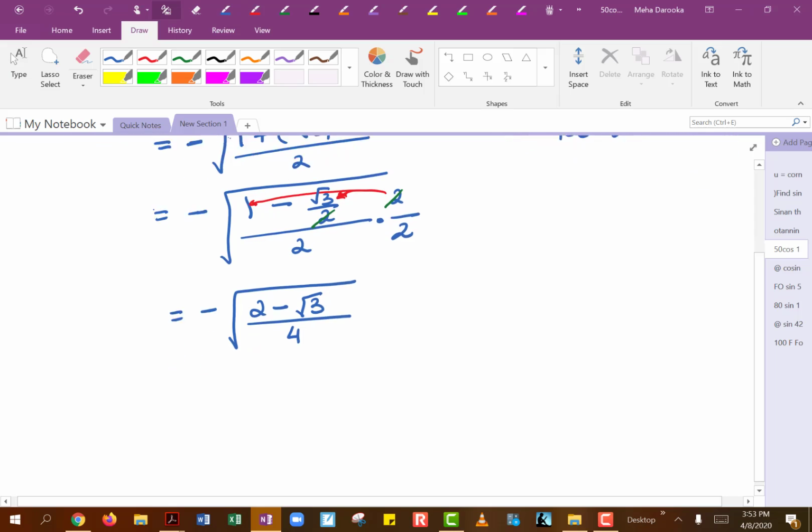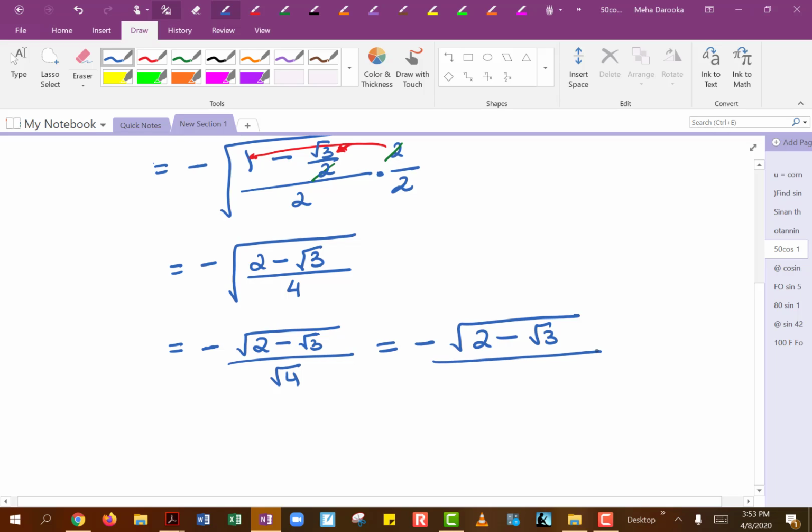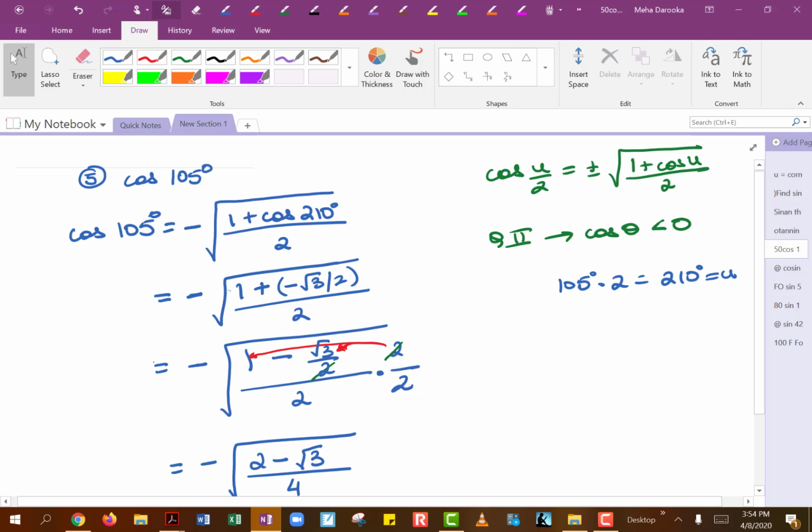And then there's not much we can do at this point, but do just a little bit of simplification. So again, minus on the outside, you can have 2 minus square root of 3 on the top, square root of 4 on the bottom, right? And since it's square root of 4, you know that can be simplified. So 2 minus square root of 3 on the top, and of course all of that is inside the radical, and square root of 4 will end up becoming 2. Okay, and again that will be a negative angle because it's a quadrant 2. 105 is a quadrant 2 angle.